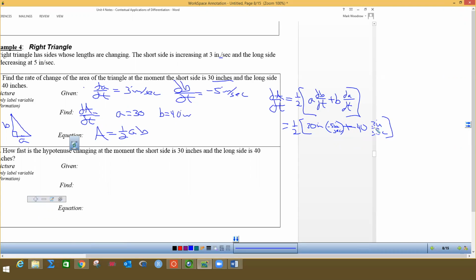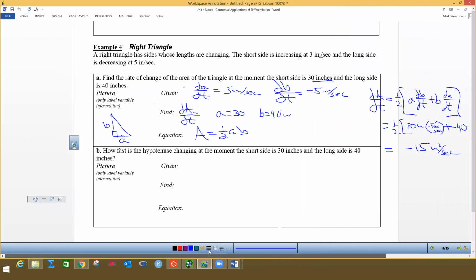So that'd be negative 150 and positive 120. So that'd be negative 30. And half of negative 30 would be negative 15 inches squared, because inches times inches is inches squared per second. So we would say again, the rate of change of the area is negative 15 inches squared per second when A is 30 and B is 40, or you could say when the short side is 30 and the long side is 40 of a right triangle.